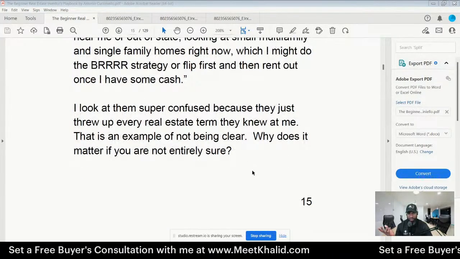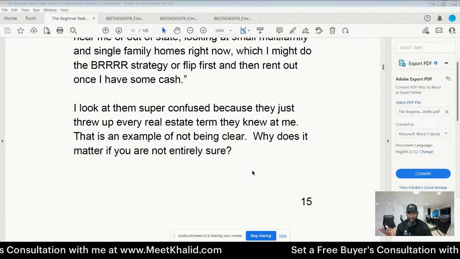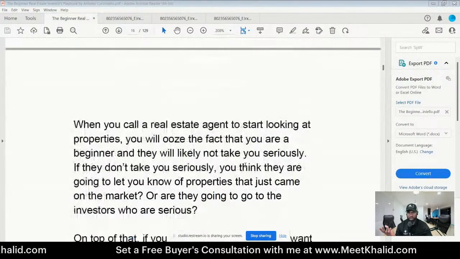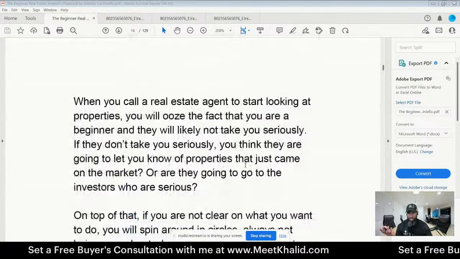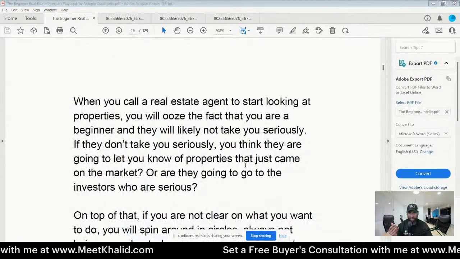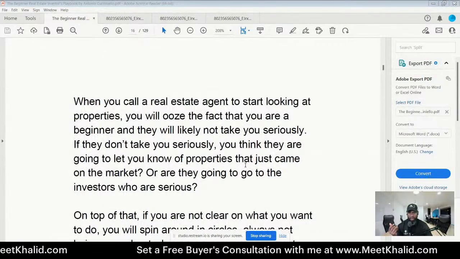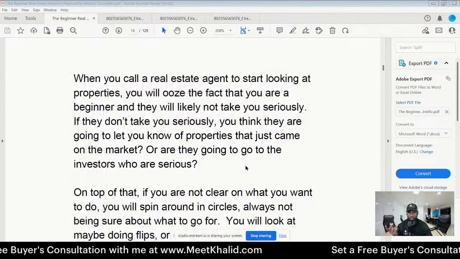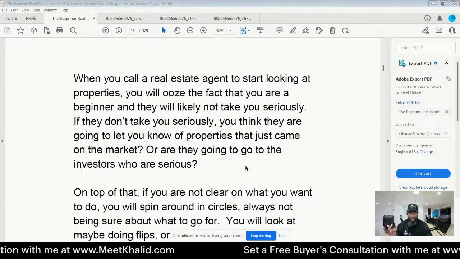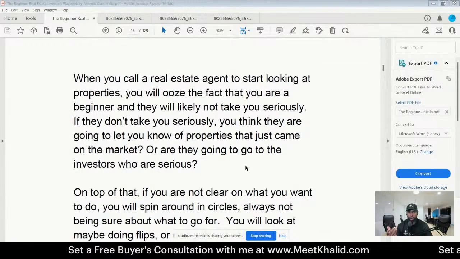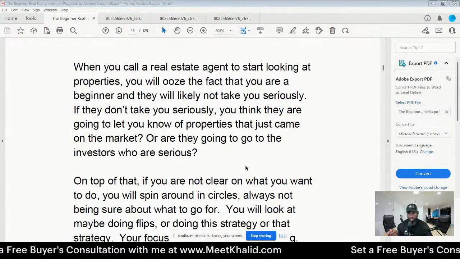Why does it matter if you're not entirely sure? Okay, so it says, when you call a real estate agent to start looking at properties, you will ooze the fact that you are a beginner and they will likely not take you serious. If they don't take you serious, you think they are going to let you know of properties that just came on the market, or are they going to go to the investors who are serious?